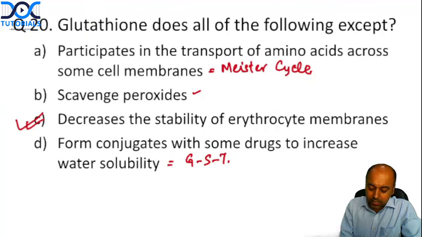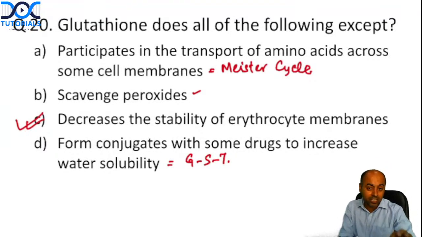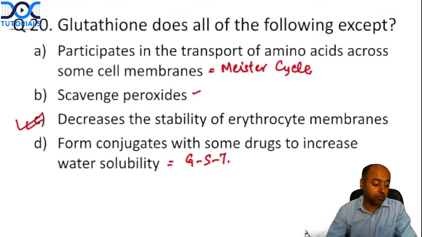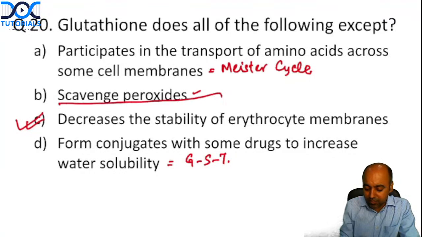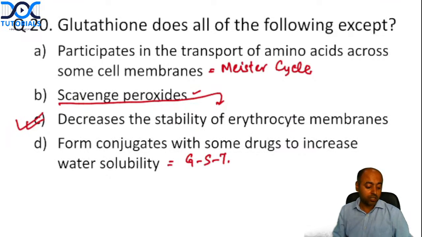It increases the stability of RBC membrane rather than decreasing. So glutathione does not decrease, it increases the stability of the erythrocyte membrane by, again, the scavenging of the peroxides. It will increase the stability and not decrease.